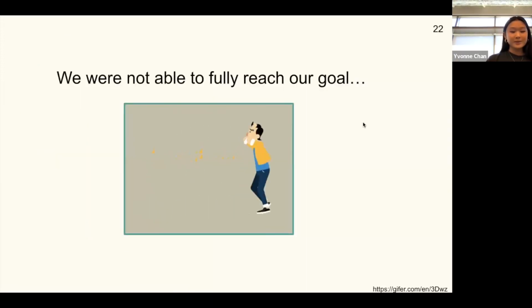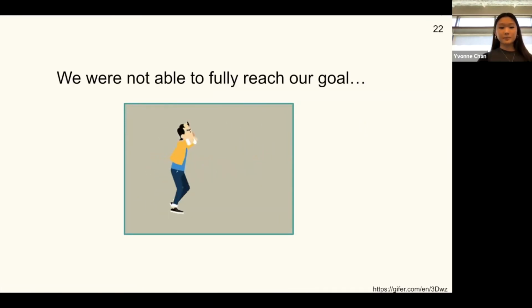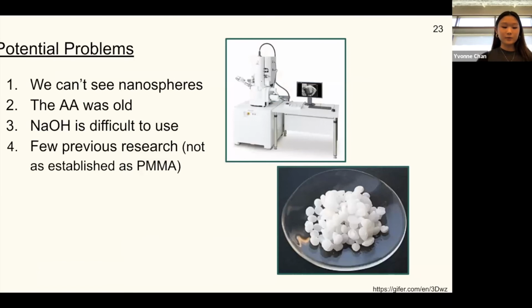Although we were able to attempt these processes, we were not able to create structural coloration as there were many limitations to this research, some expected and some unexpected. Some of the limitations are that we cannot see the nanospheres without a scanning electron microscope, seen in the first picture, and thus we don't really know if our particles are monodispersed or in the right size range, and we're currently contacting Manoa for one.